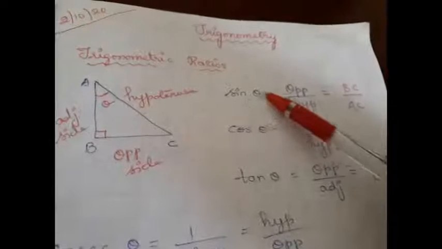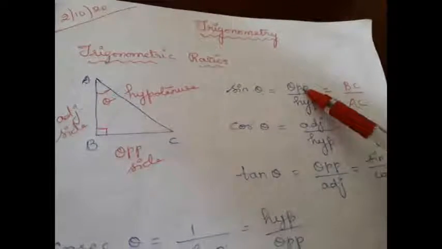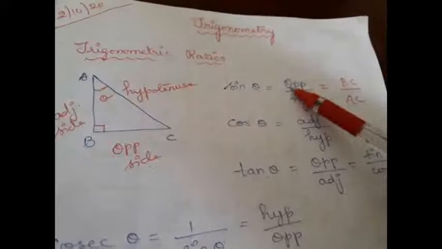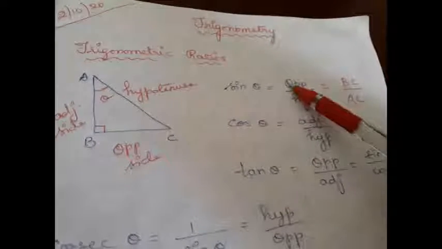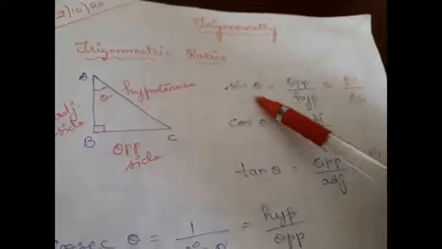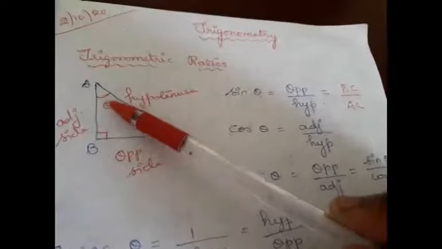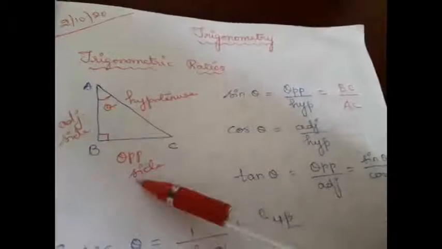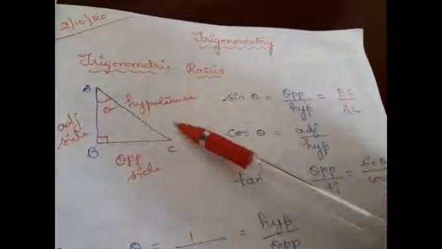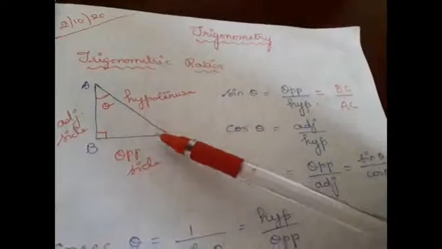Now let us see what is sine theta. The definition of sine theta is opposite side divided by hypotenuse. Opposite to which angle? Opposite to the angle. The side opposite to this angle divided by hypotenuse. If I am going to talk about this angle A, then the side opposite to angle A divided by hypotenuse. So it is going to be BC divided by AC, right?